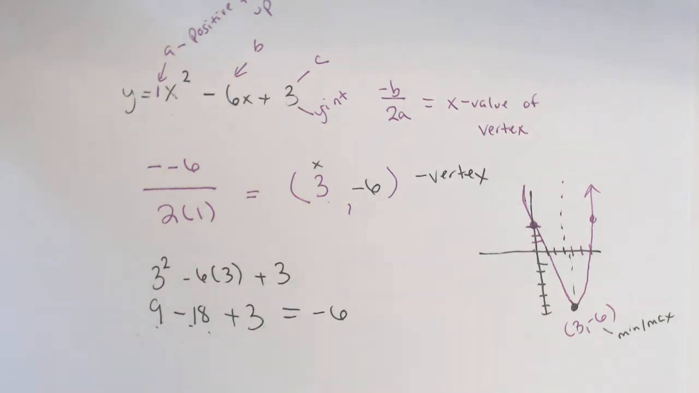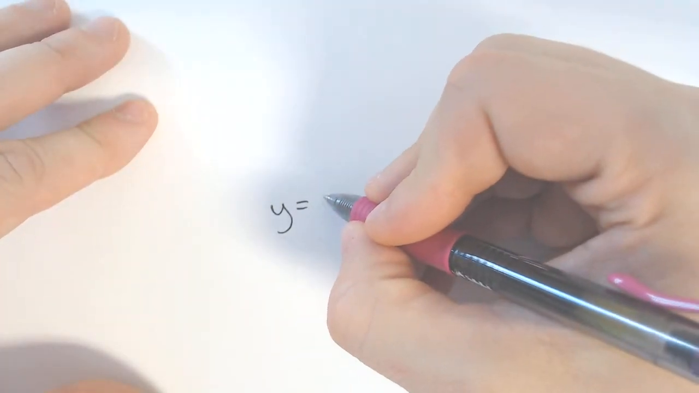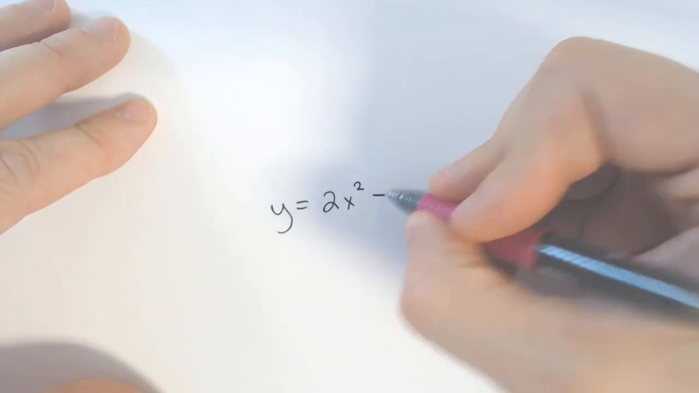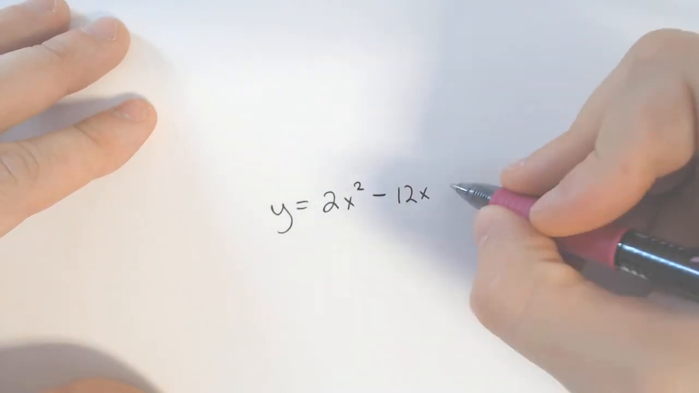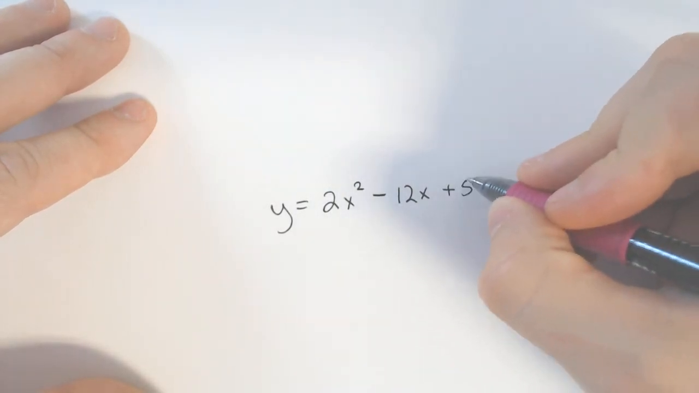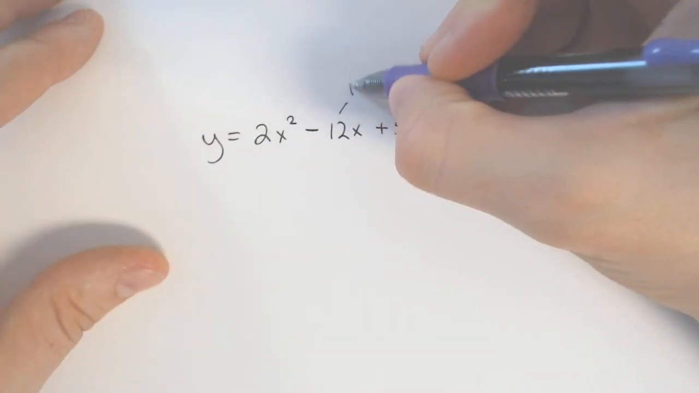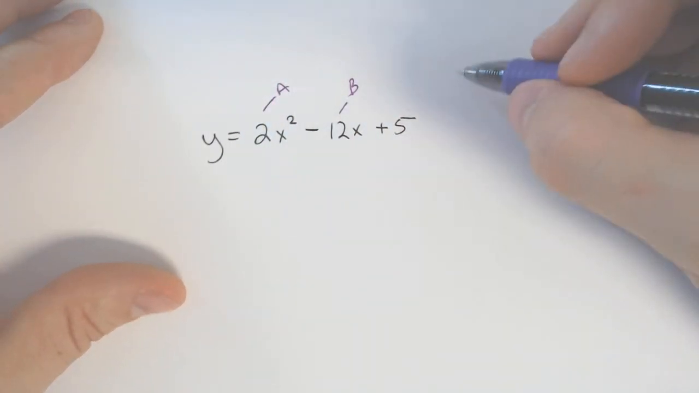So another example, we're going to do one more, at least maybe 2 more. Let's say we have y equals 2x squared minus 12x plus 5. That's our b. That's our a. This is our y-intercept, technically our c.